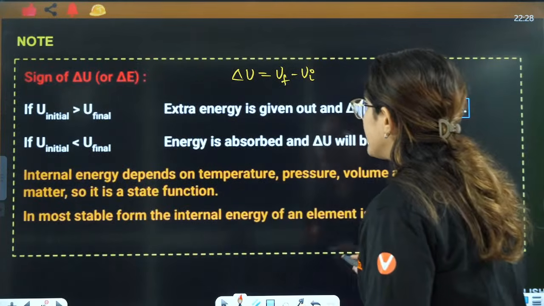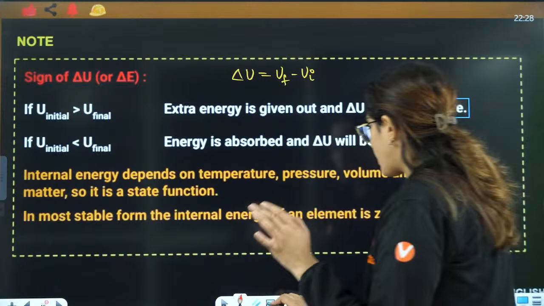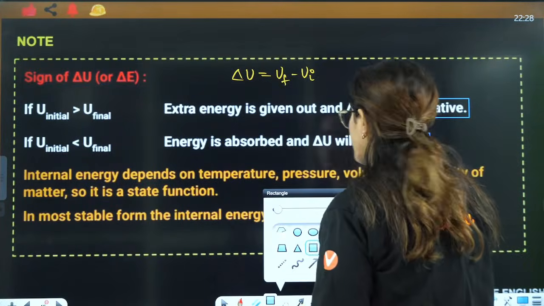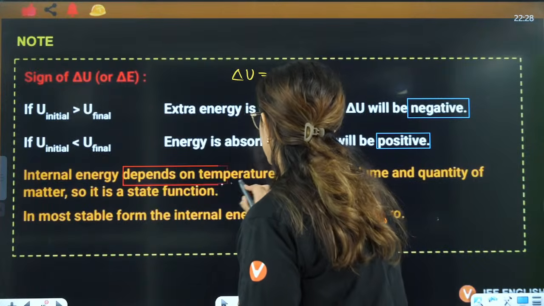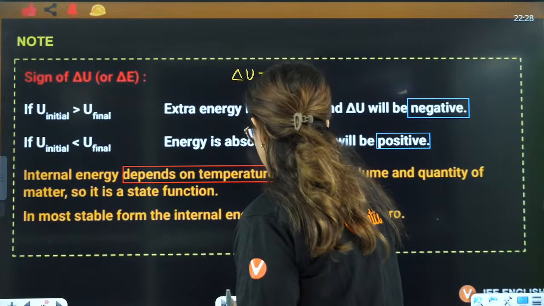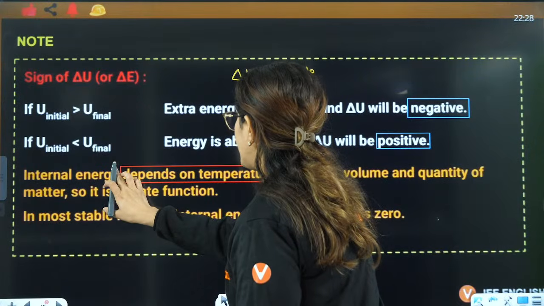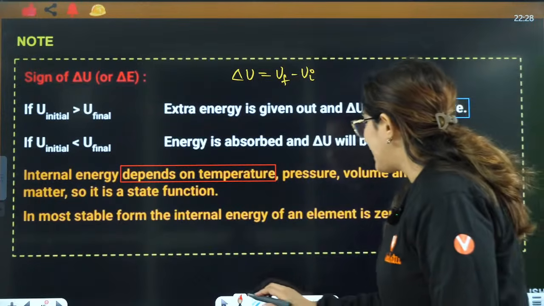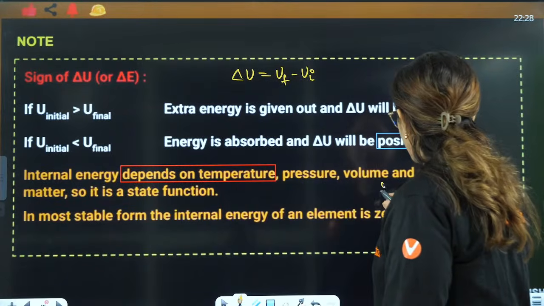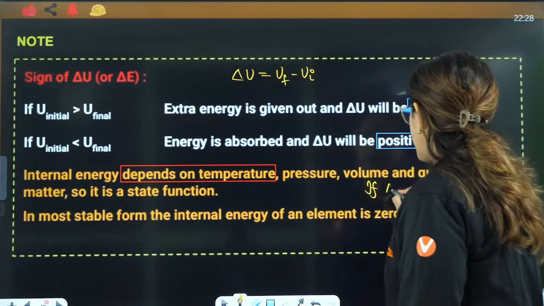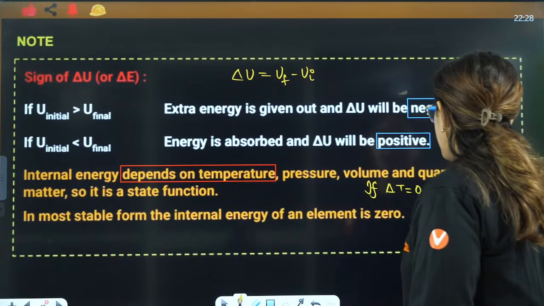Internal energy depends upon temperature. It's a very important thing. If delta T is 0, then delta U will also be 0, right?